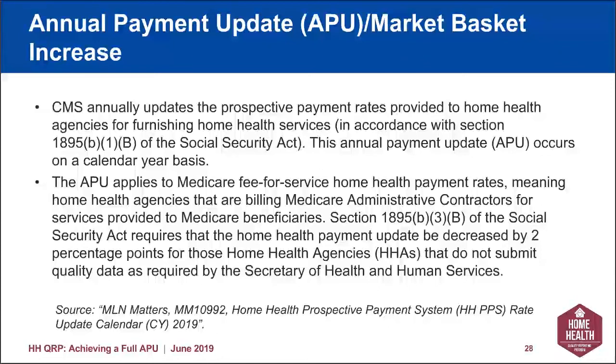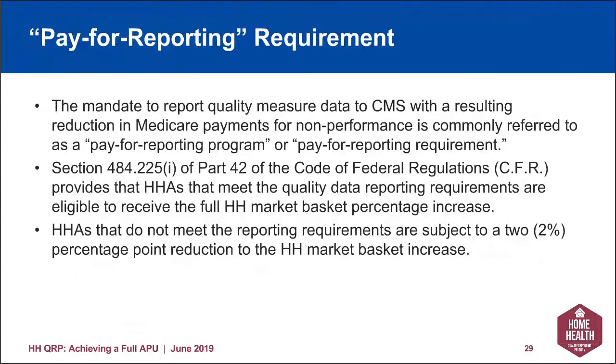Section 1895(b)(3)(B) of the Social Security Act requires that the home health payment update be decreased by 2 percentage points for those home health agencies that do not submit quality data as required by the Secretary of Health and Human Services. The mandate to report this quality measure data to CMS with the resulting reduction in the Medicare payments for non-performance is commonly referred to as a pay-for-reporting program or pay-for-reporting requirement.